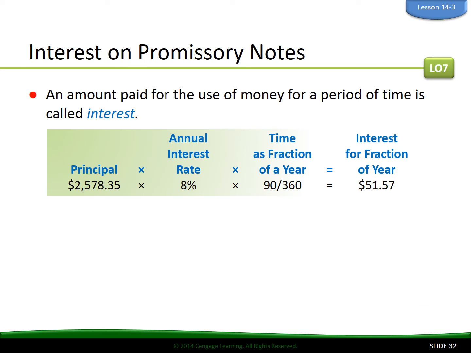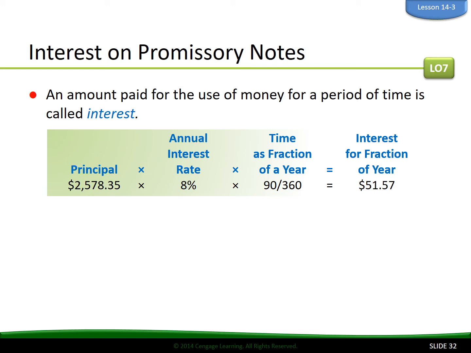So now we're going to get into a little bit about interest on promissory notes. Interest is the amount paid for the use of money for a period of time. So here's an example of how it would look. There is principal or face value, which is the amount a person or company borrowed, at $2,578.35. Then we would multiply that by an annual interest rate, which has been set. That would be at 8%, for example, that's what was agreed upon.